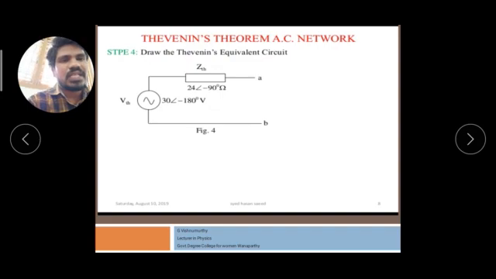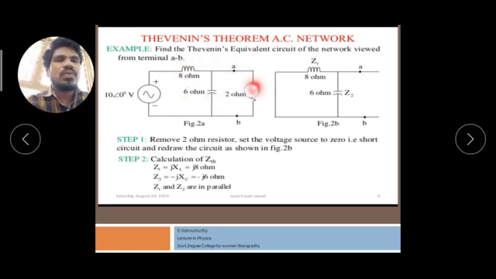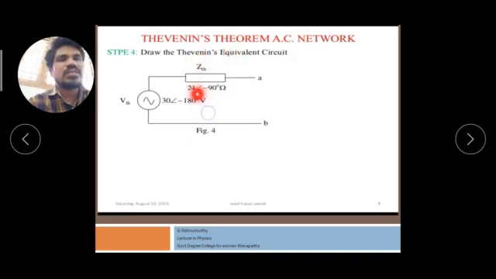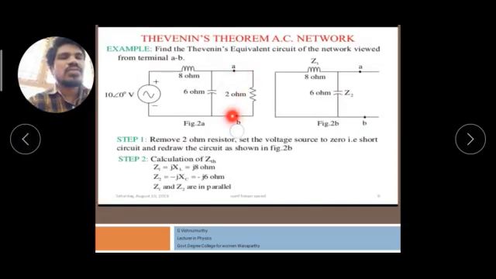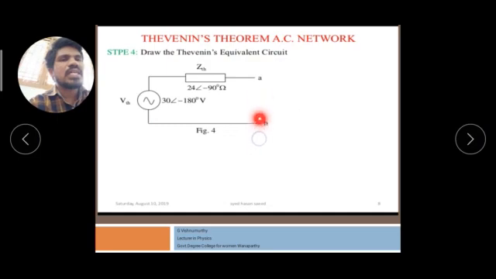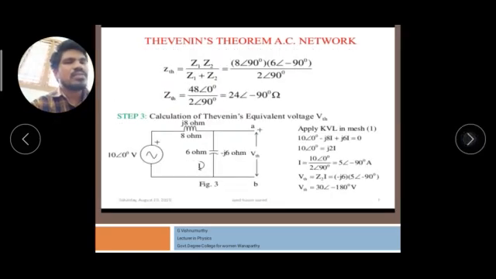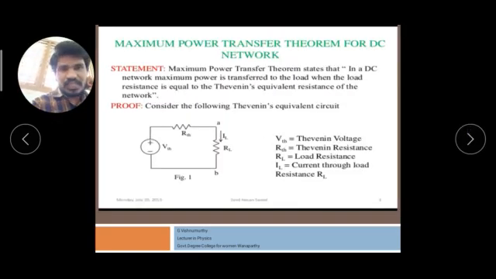Finally we will draw the Thevenin network. All these ohms resistances will be removed, and only one resistance, that is equal to ZTH, is connected, and the voltage source VTH, that is the Thevenin voltage, is also connected. Again we will reconnect the load resistance, that is 2 ohms. So the 2 ohms resistance is connected across AB and is called the load resistance. This network is called the Thevenin network for the complex network. So this is about the Thevenin network, Thevenin theorem.